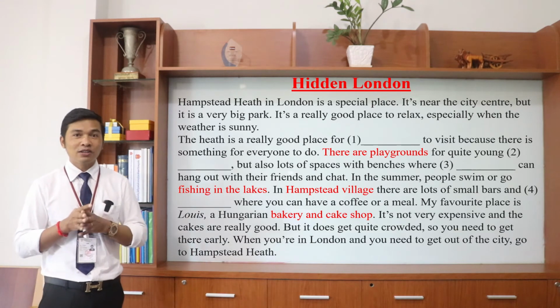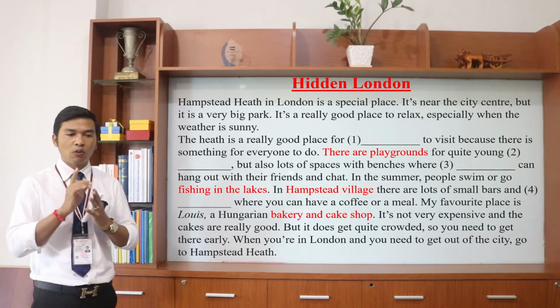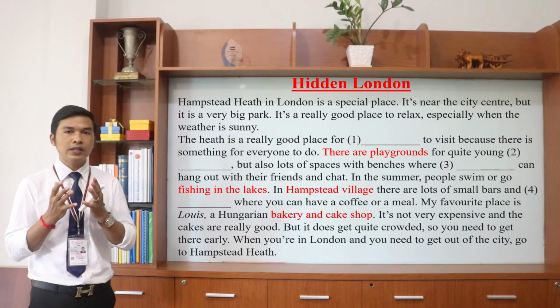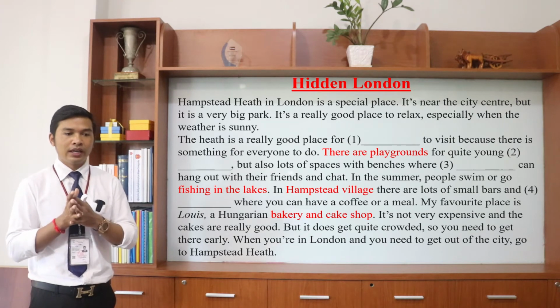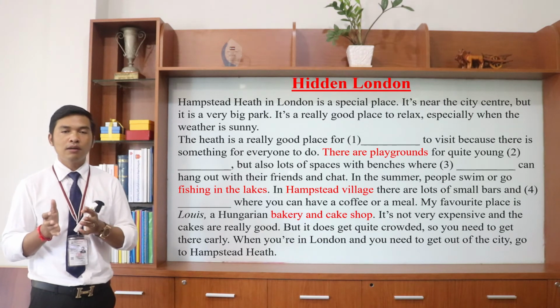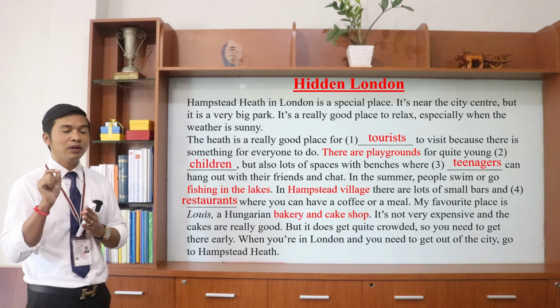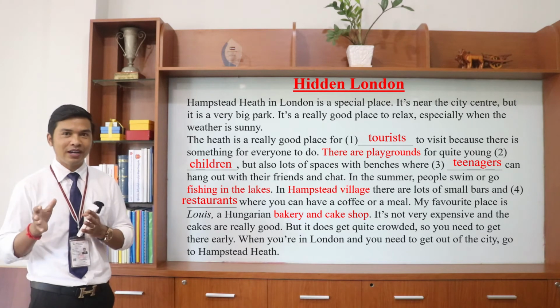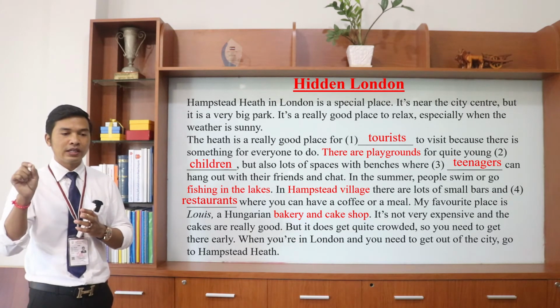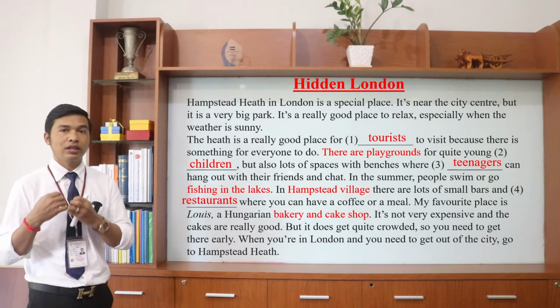Right, that's it. So you can see that there are 4 spaces here, number 1, number 2 until number 4. What is the correct answer for number 1? As you can see again, the Heath is a really good place for blank to visit. It should be tourists, right? Because you see the words to visit. And number 2, the playground for quite young teenagers or young children.